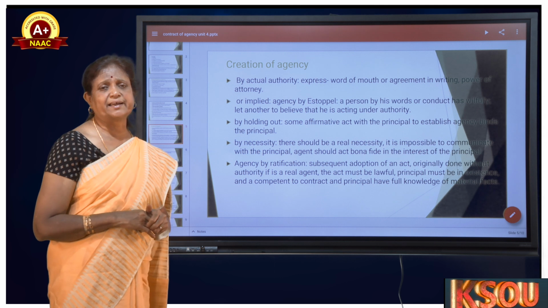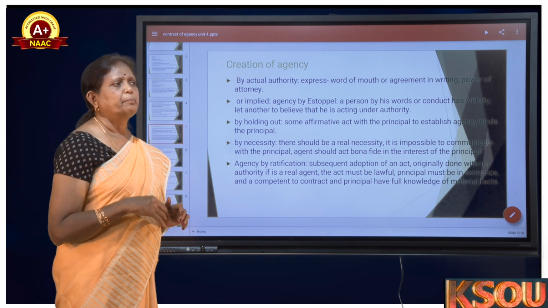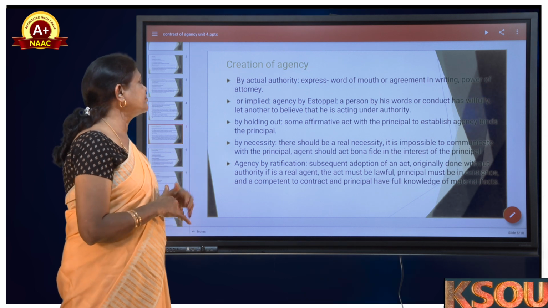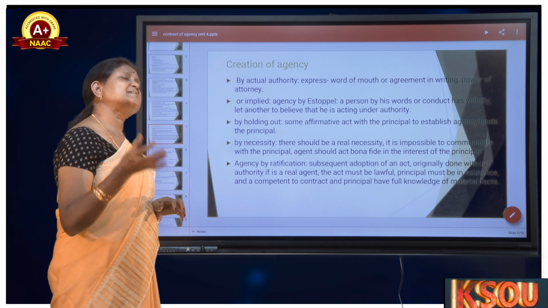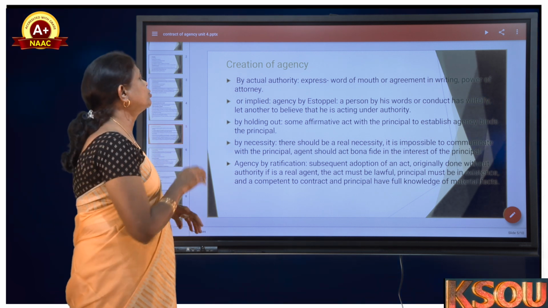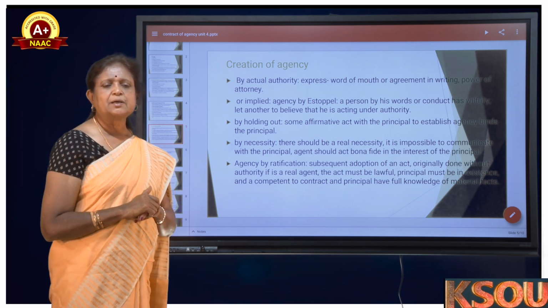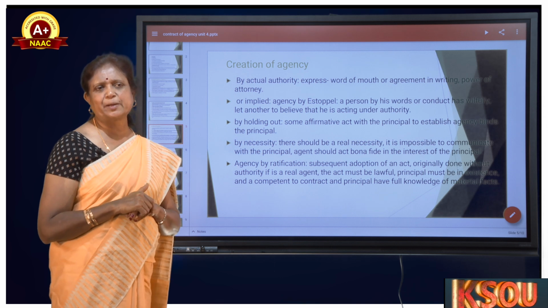An act of necessity. Though the principal need not appoint a person as an agent, in case of emergency, where it is necessary to act as an agent. Say for example, in the case of a minor. So maintenance of a minor is very important.